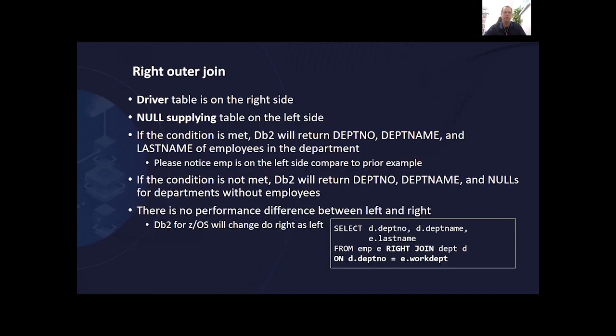Very similar thing for the right outer join, just the tables are swapped. The driver table is on the right side, the null supplying table is on the left side. There is no performance difference between the left and right, and in fact, at least DB2 for z/OS treats both these types as a left join. So if you do an explain of the right join, you will see it transform to the left join because it's really the same thing. It's just a matter of the syntax. Sometimes it helps for readability to use right join rather than left join, but internally it really doesn't matter.